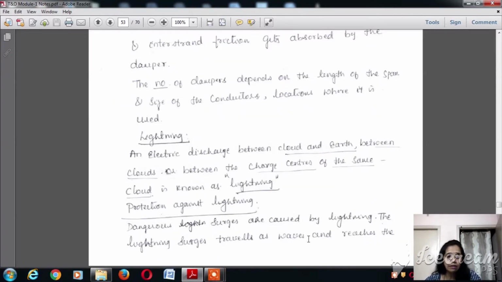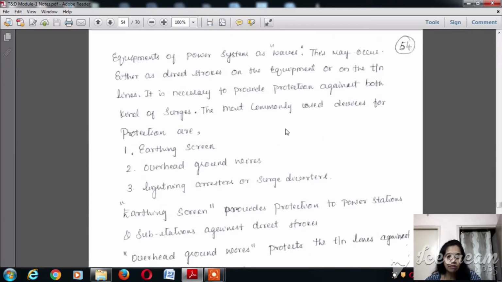Here, the dangerous surges are caused by lightning. The lightning surges travel along the lines as waves and reach the equipment of the power system. This may occur either as direct strokes on the equipment or on the transmission lines.